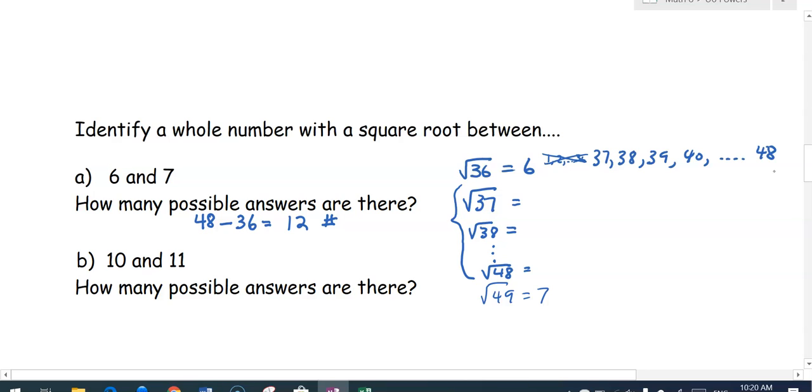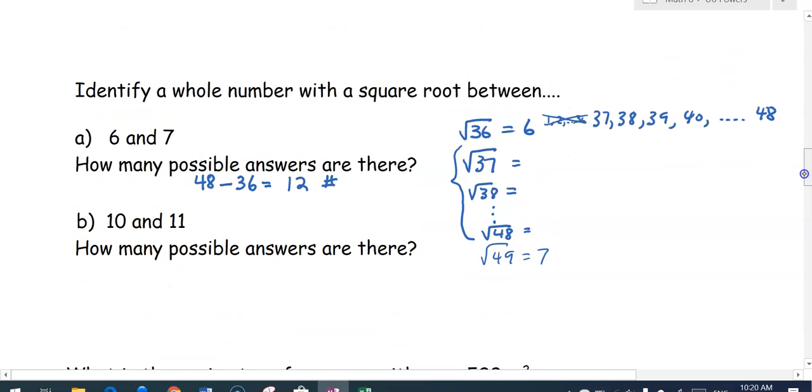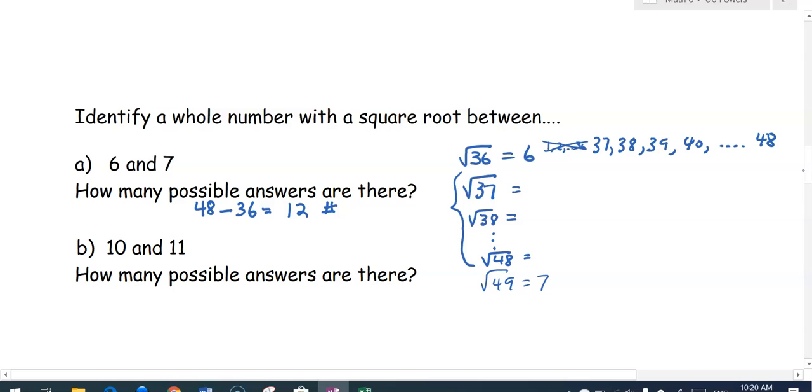What about between 10 and 11? Pause the video if you want, give that a try. Then when you've given it a try, you can come back, unpause it, and see if you've gotten the same answer as I do. All right, so between 10 and 11, well, I know the square root of 100 is 10, so the square root of 101 is bigger, dot, dot, dot.